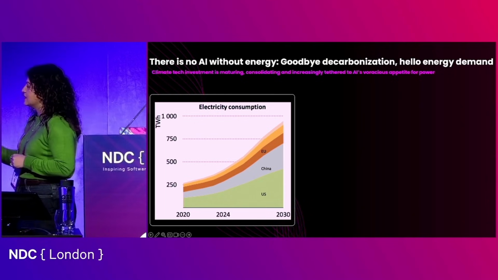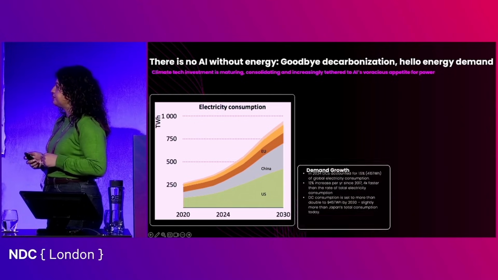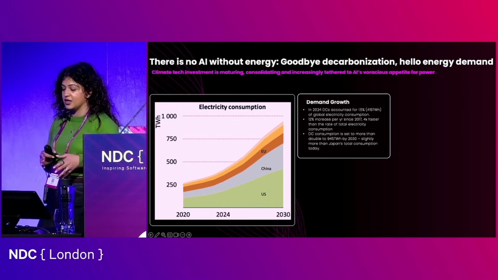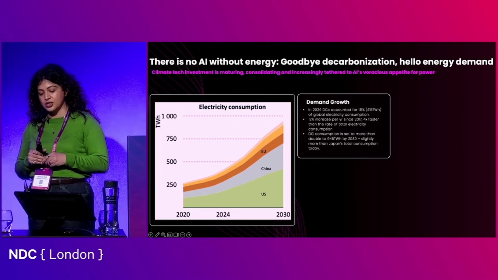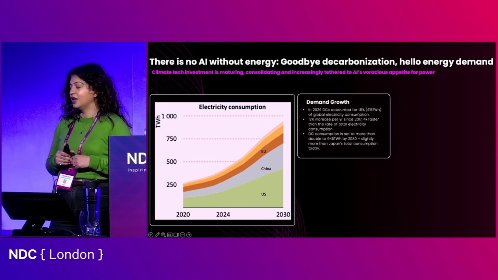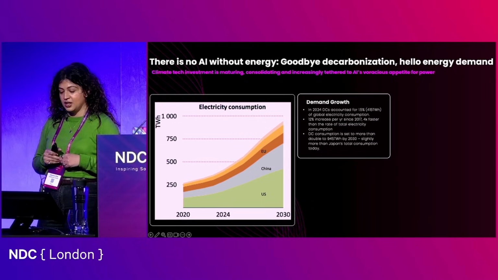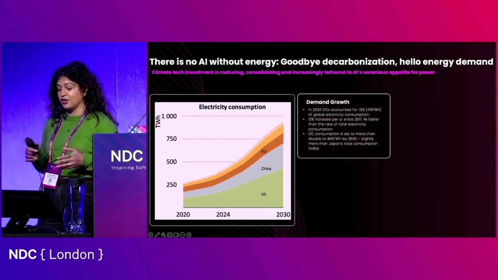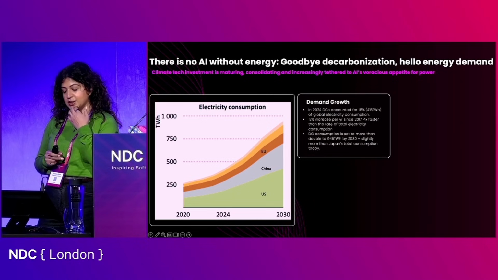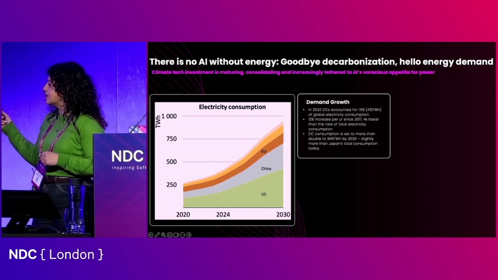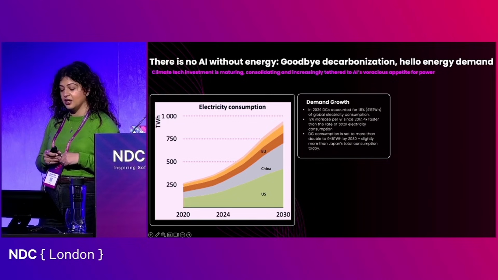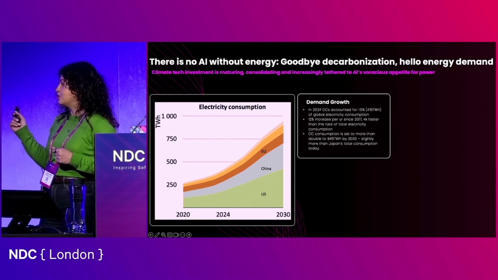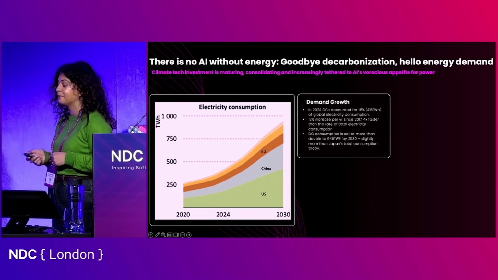And what we can see is that energy demand is set to increase. Demand growth for data centers accounted for 1.5%, that's 415 terawatts, of global electricity consumption. And that's shown a 12% increase year on year since 2017, which is 4 times faster than the total rate of electricity consumption. And this is set to increase by 2030 to 945 terawatts, and that's slightly more than Japan's total electricity consumption today.